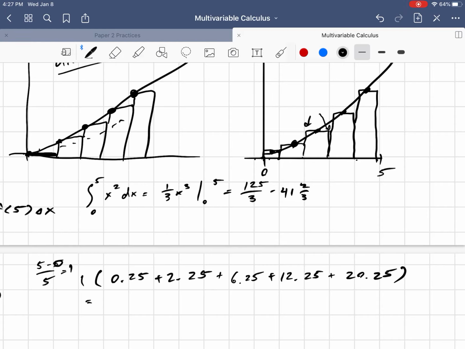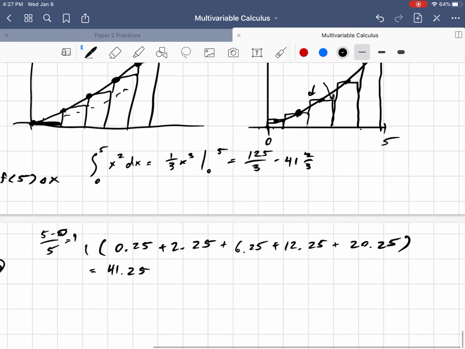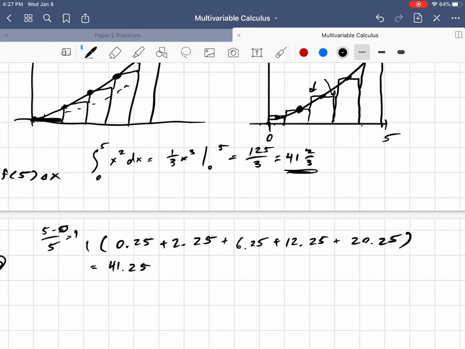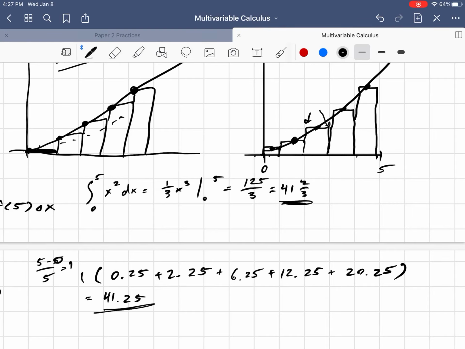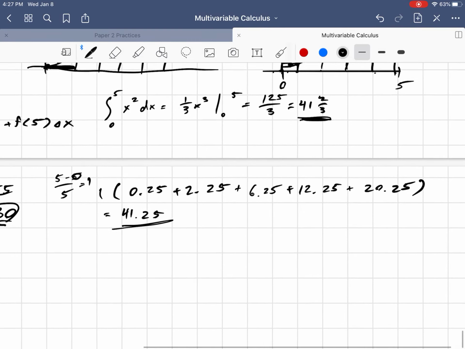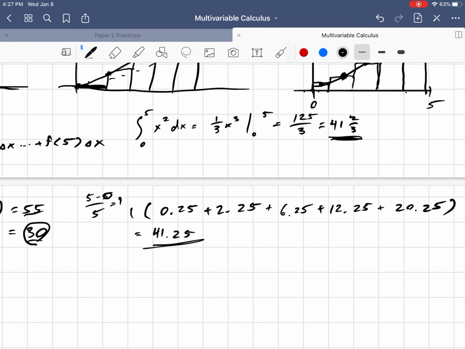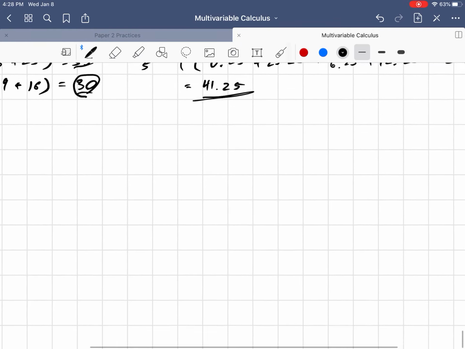So we end up getting, for our area, 0.25 plus 2.25, 6.25, 12.25, 20.25. We get an area of 41.25. Now, I wanted to compute this exact integral here, 41 and 2/3, to show you just how much better the midpoint approximation is than a right or a left-hand approximation. We only used 5 rectangles, and we got almost the exact same area to the tenths digit, which is a very good approximation for only 5 rectangles.